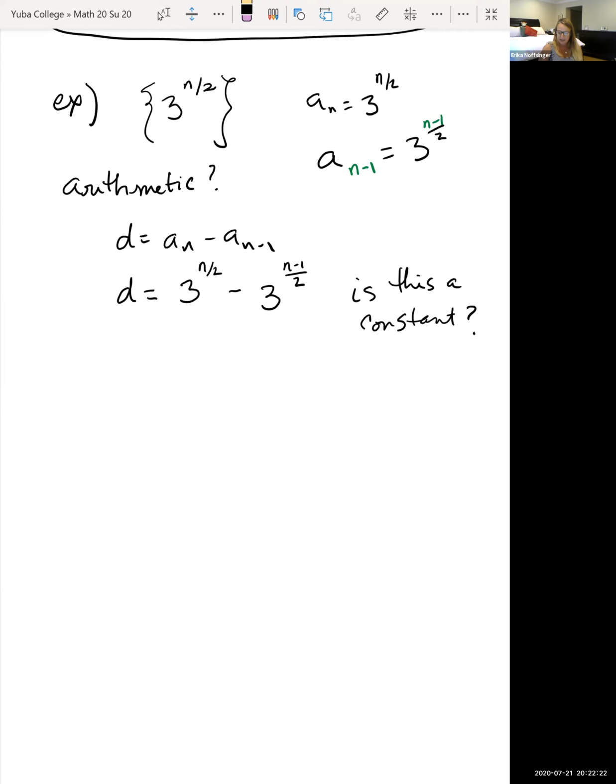I could see that we could pull out some factors, but even if I pull out a factor, that's not going to rewrite it so that the expression 3 to the n over 2 minus 3 to the n minus 1 over 2 is a constant. And so the answer to that question is no. So is it arithmetic? No. Let's test to see if it's geometric.